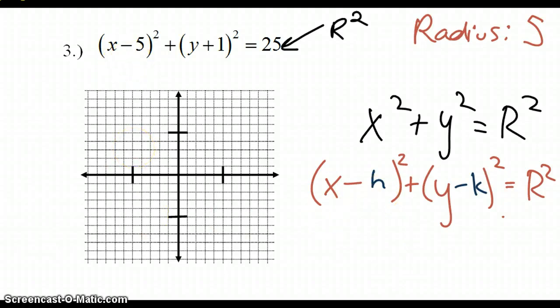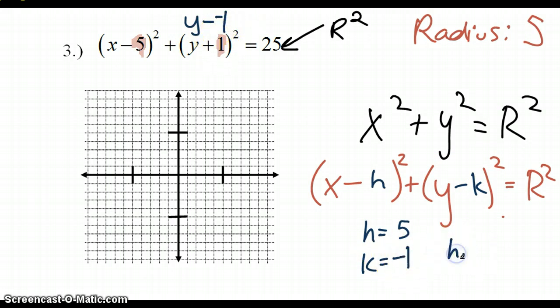So in this case, h is 5 and k is, well, not positive 1 but negative 1, because remember the formula is y minus k, so it has to be in the format of y minus k, which in this case would be negative 1. Right, so k is negative 1. That means that h, k, which is the center of the circle, I'll put that there too, center, is 5 comma negative 1.